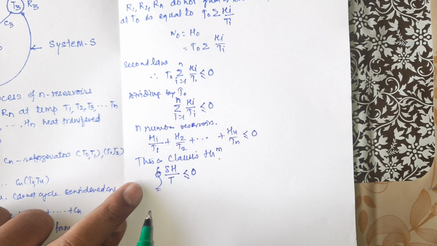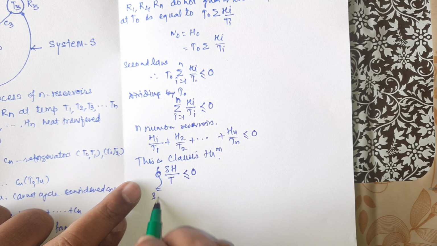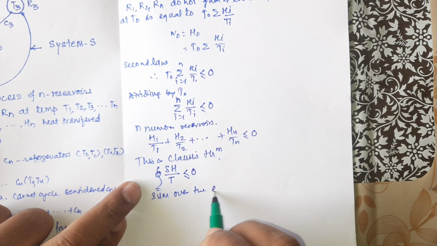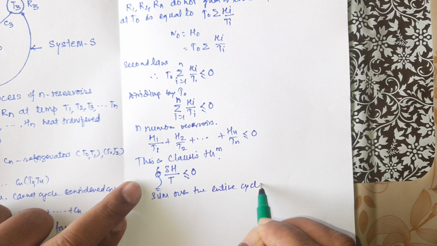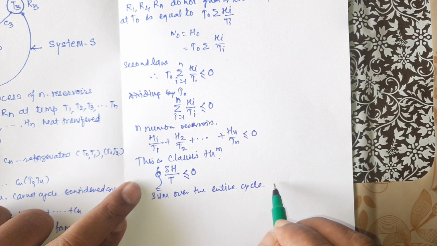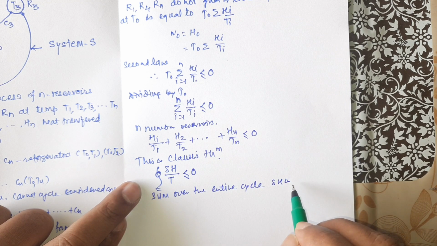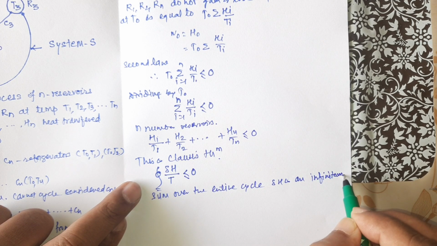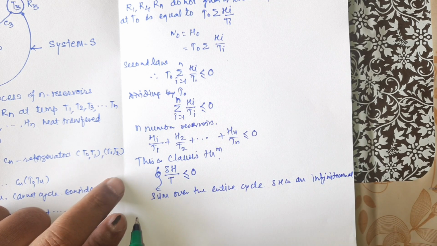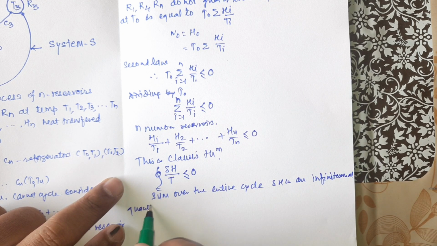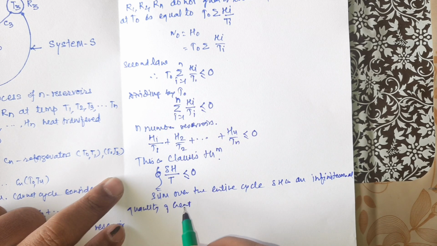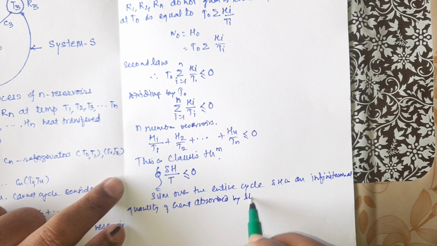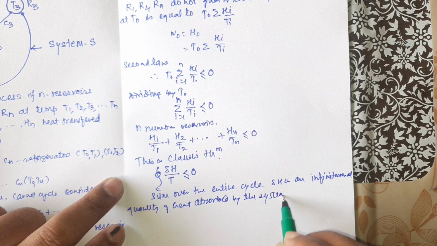where the symbol means that this is a sum over the entire cycle, and delta H is an infinitesimal quantity of heat absorbed by that system.